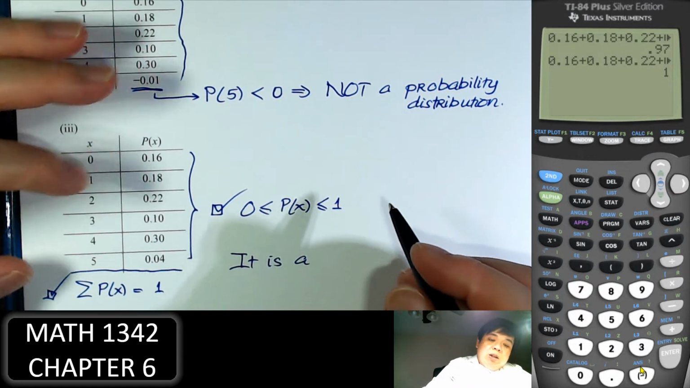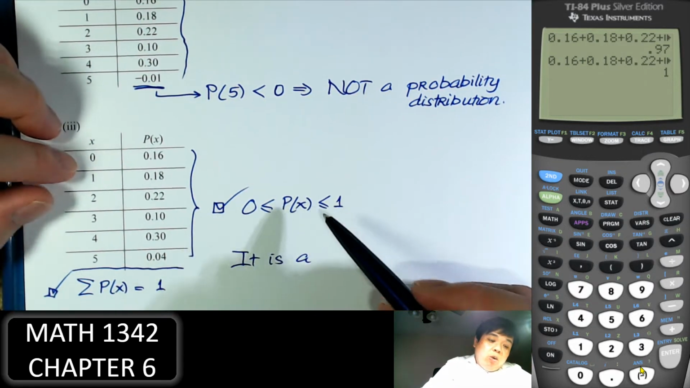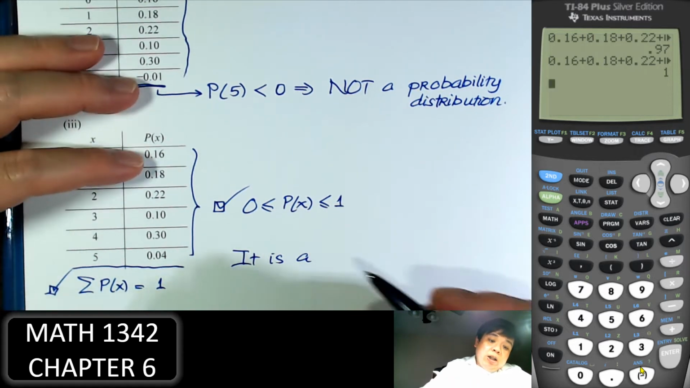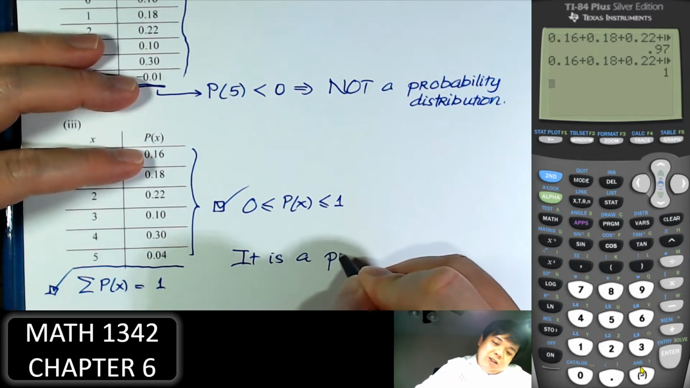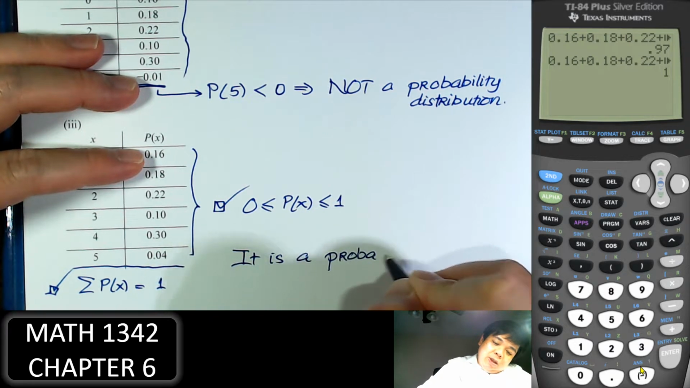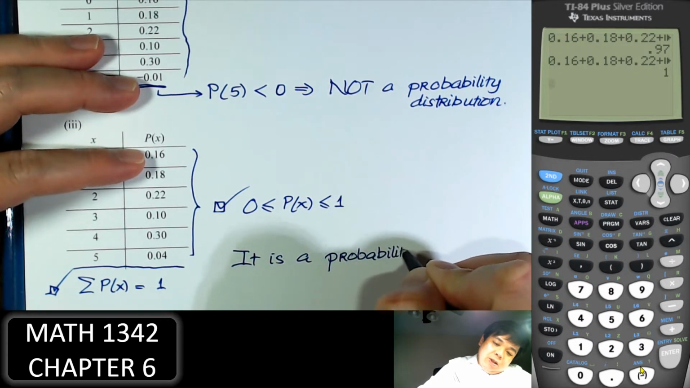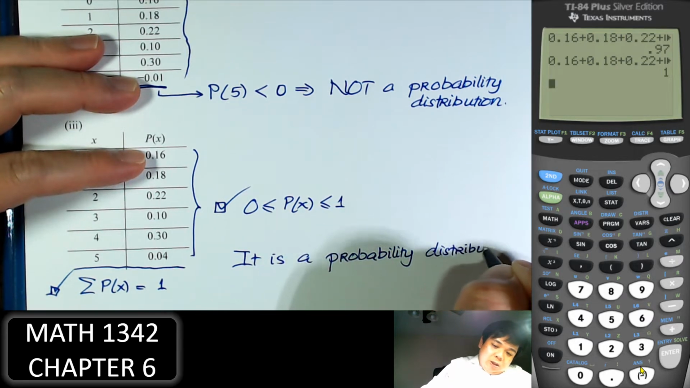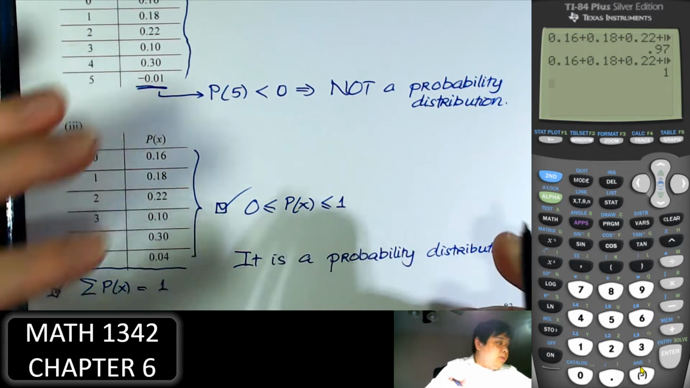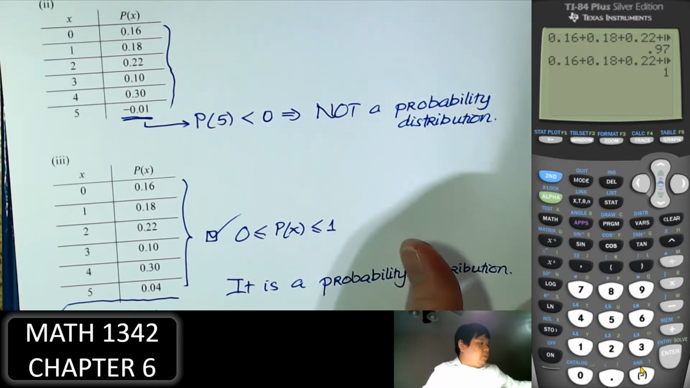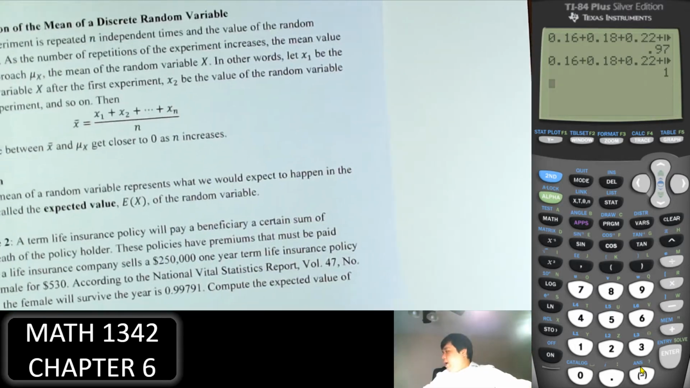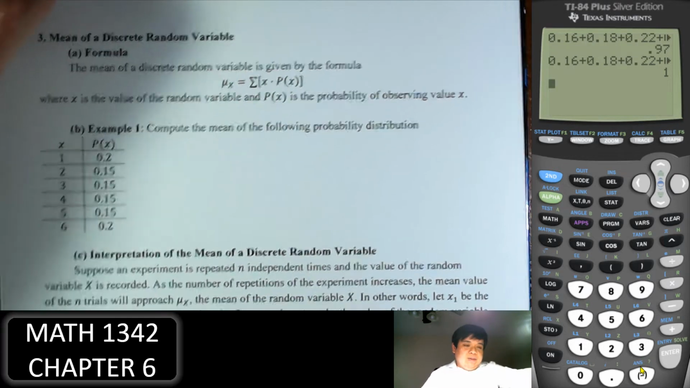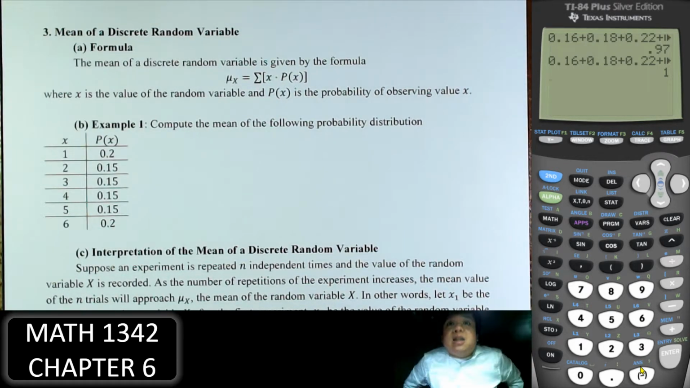Right, one more time: between 0 and 1, and the probabilities of each value have to add up to 1. Right. Now we have a probability distribution, so we can find some statistics of that.